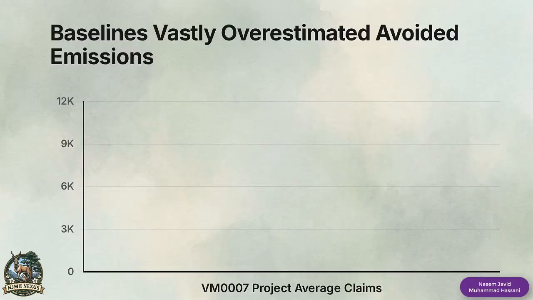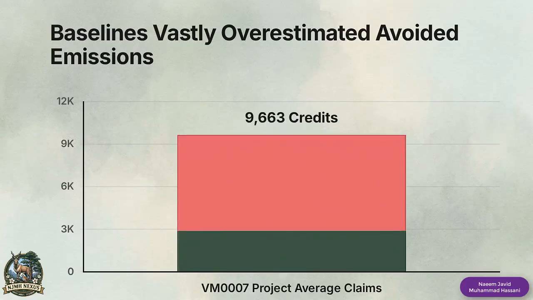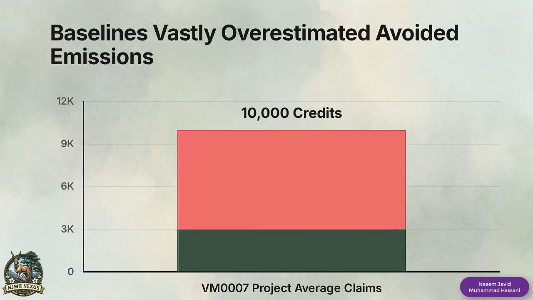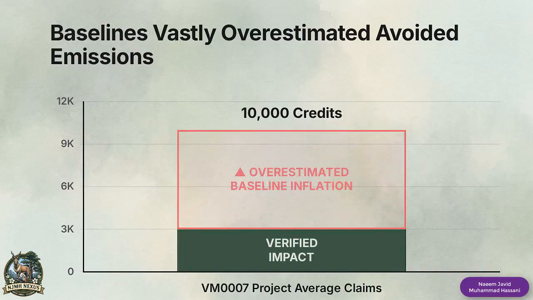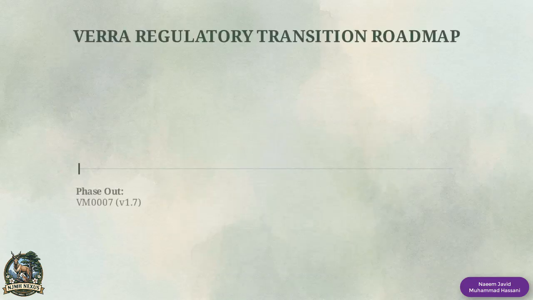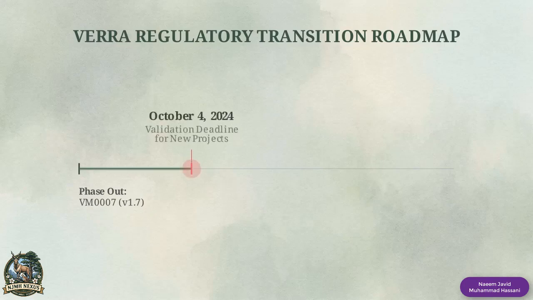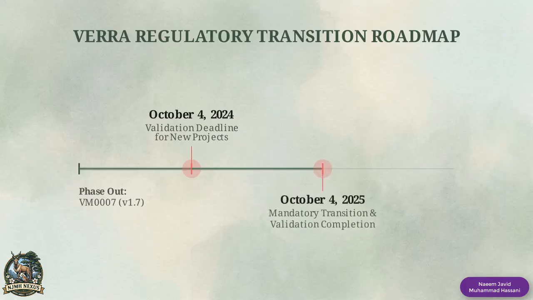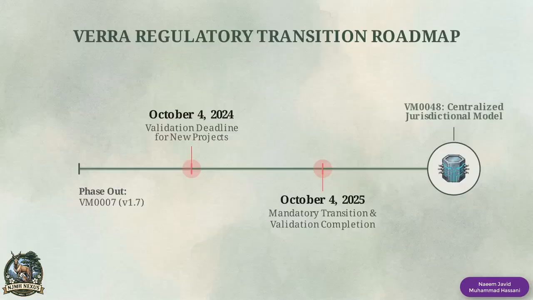Despite these safeguards, older VM0007 projects faced criticism for baseline inflation and non-permanence risks. Analysts found that many project-specific baselines were overestimating their avoided emissions. To address this, Verra is moving away from project-level baselines. New projects had to clear validation by October 4, 2024, and existing version 1.7 projects must transition to the standardized VM0048 jurisdictional framework by October 2025.